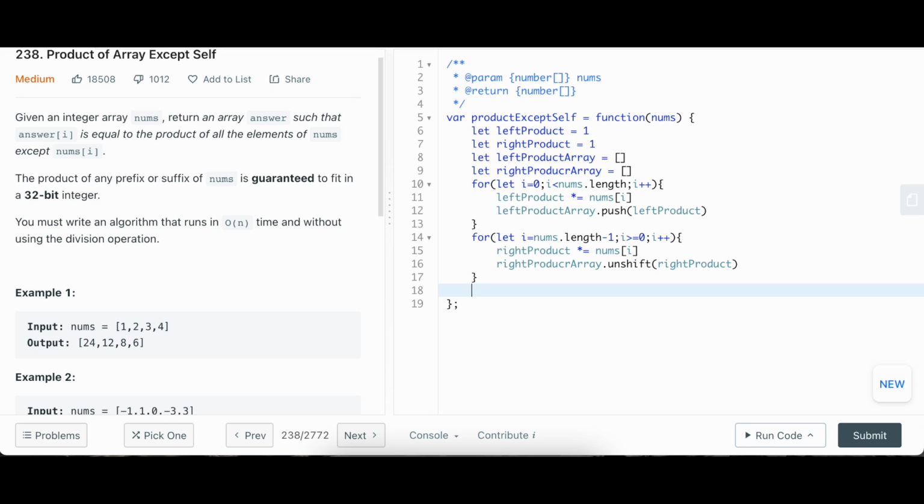And now let's have an answer array. So this is the answer array that we are going to return. So we finally have the answer array. Now what do we need to do? We just need to loop through it, right? We just loop through the nums length, and then answer dot push. So we need to calculate the product, right?